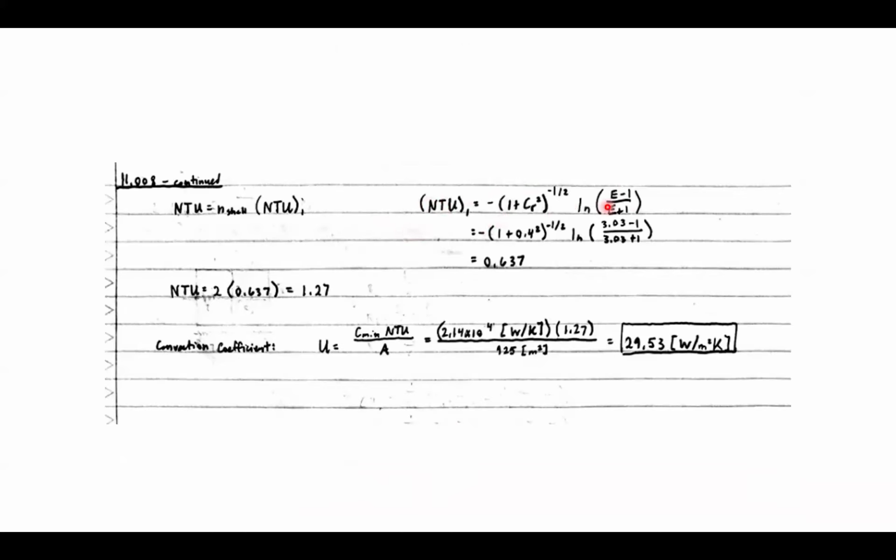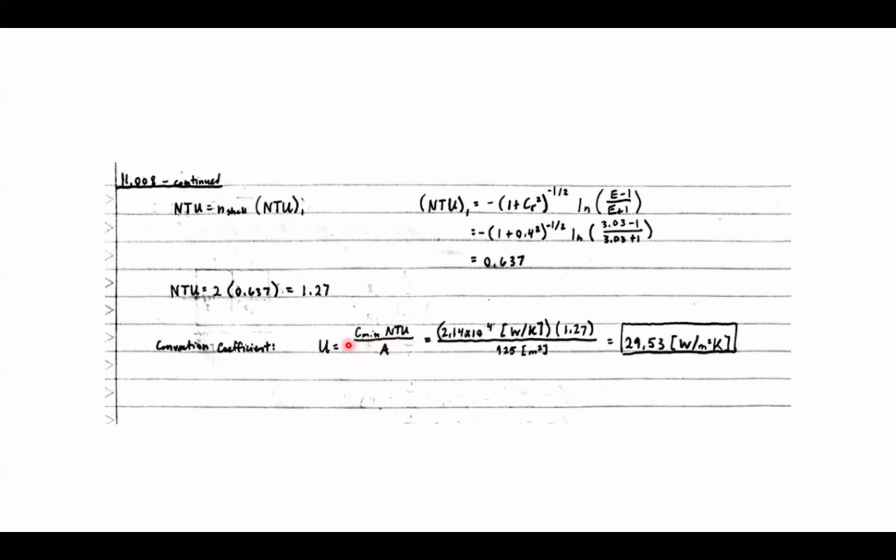And so now that we have our E term, we can solve for the number of transfer units for the first shell pass. We get a value of 0.637. And then there's this relationship between the first shell pass and the total number of transfer units for the entire system. You simply multiply the number of transfer units for the first shell pass by the number of shells. And in this system, we have two shells. We're given that in the problem. And so our total number of transfer units for the entire system is 1.27.